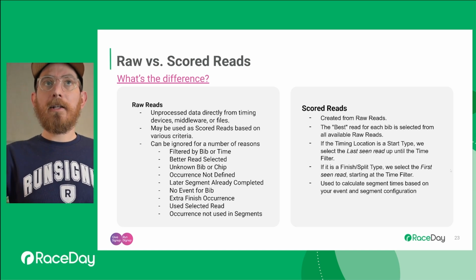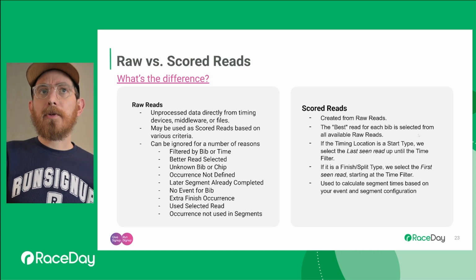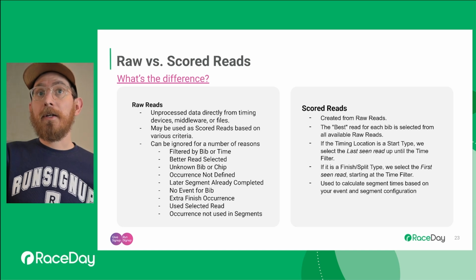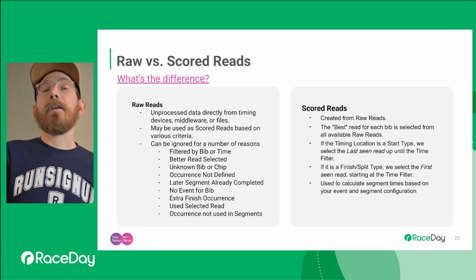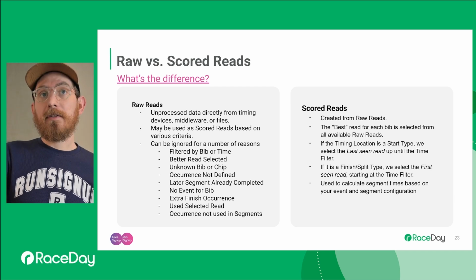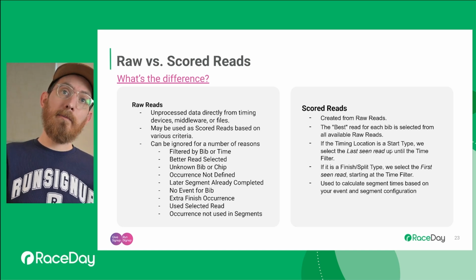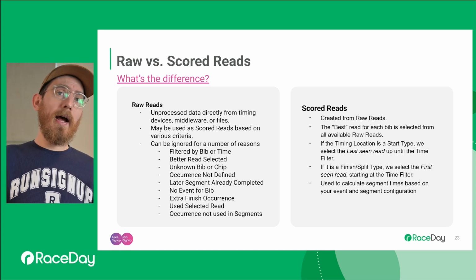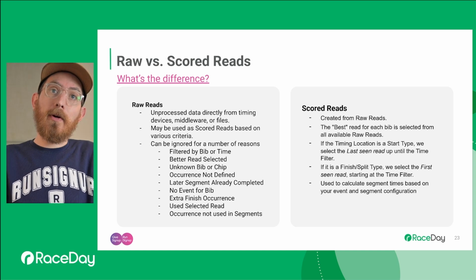So we've been talking a little bit about raw reads and scored reads, but what are they? The raw reads are the unprocessed data directly from your timing devices, and that's what the streams pull in. They may be used as scored reads based on various criteria. They can be ignored for a bunch of different reasons. They could be filtered by bib or time, because a better read was selected, the bib was unknown, or the occurrence was not defined. All sorts of different reasons why a read could be ignored, and it's not unusual for reads to be ignored.